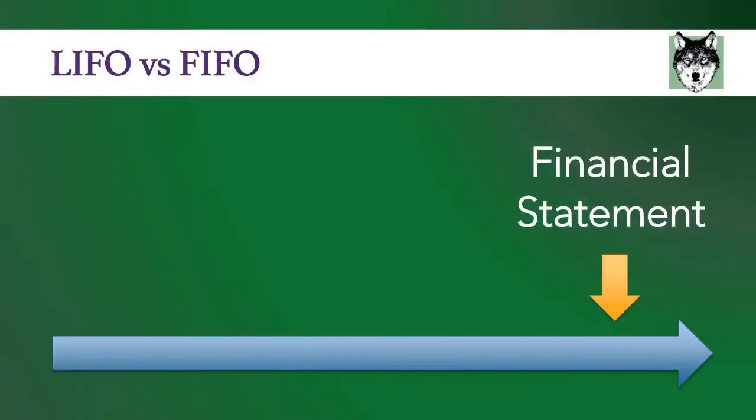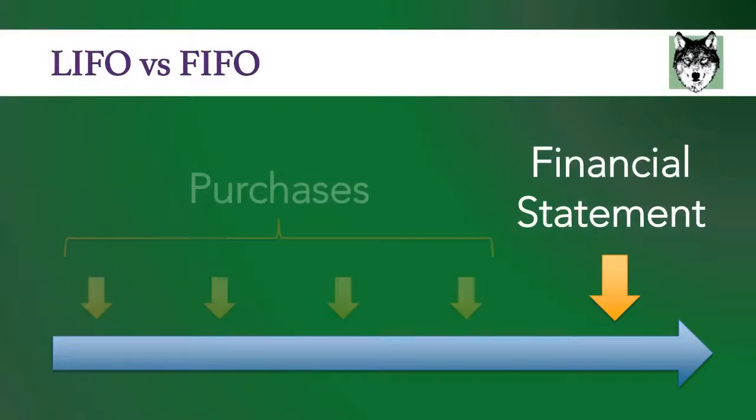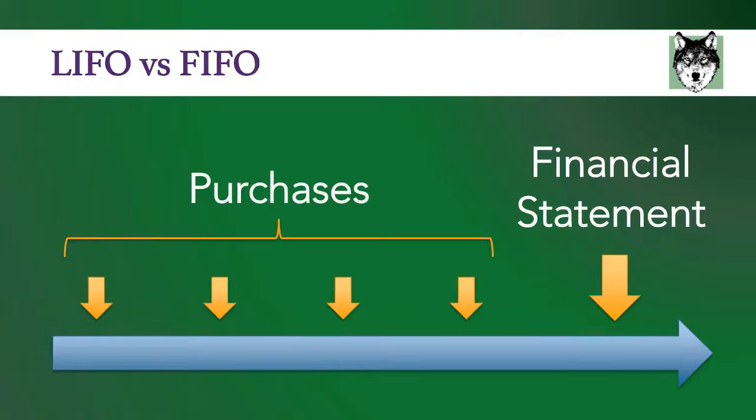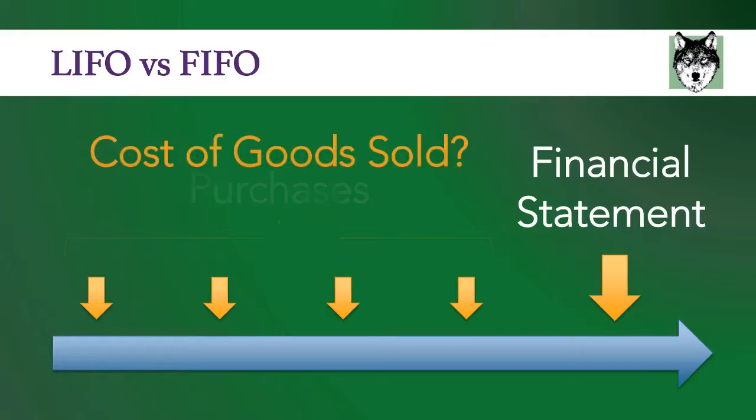LIFO and FIFO really deal with time. You create a set of financial statements at a moment in time, but you purchase inventory many different times. And so your goal is to figure out your cost of goods sold. LIFO means the most recent purchases are sold first. FIFO is the opposite, where you sell the oldest items first.